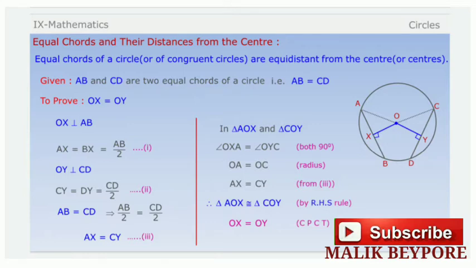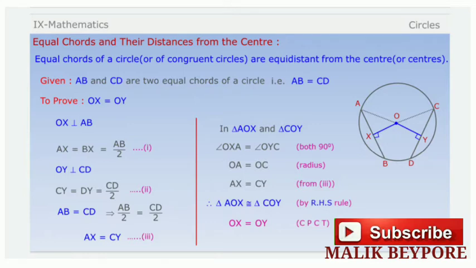That means from equation number 1 and 2 we can say the left side AX of equation number 1 and CY from equation number 2 are equal. That means AX equal to CY, equation number 3. Consider triangle AOX and triangle COY. Here angle OXA equal to angle OYC. Both are 90 degrees, so they are equal.